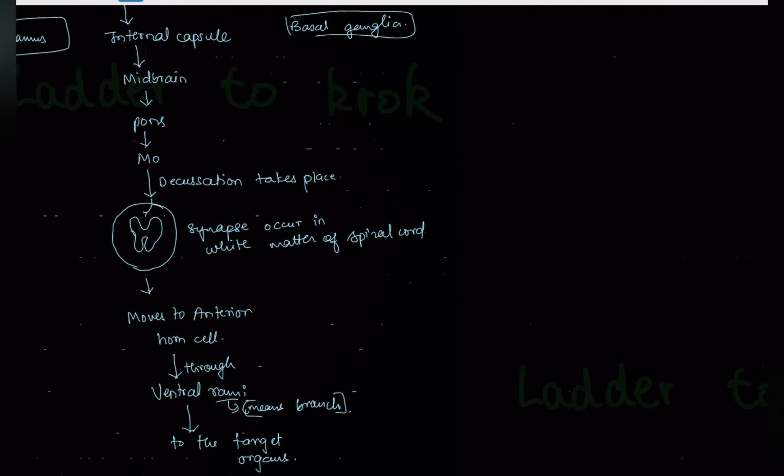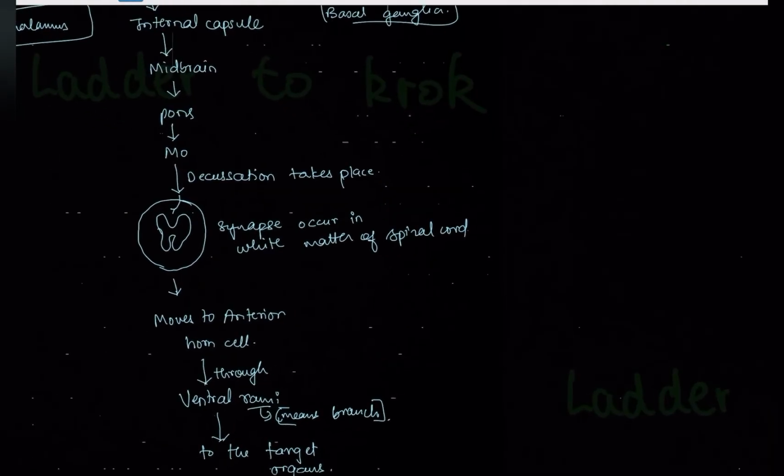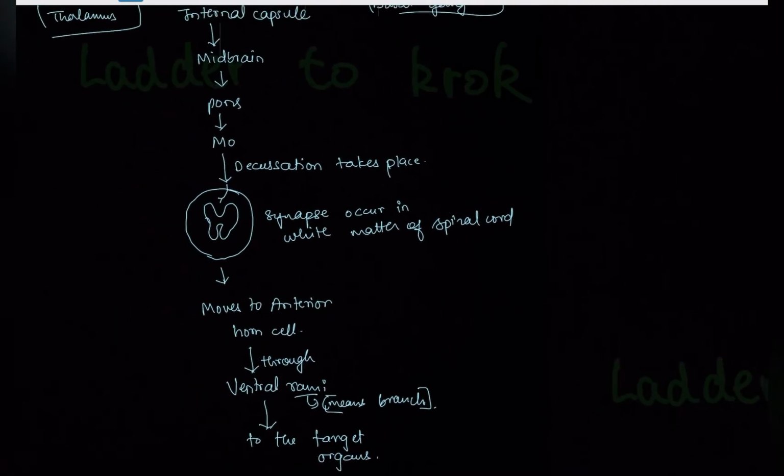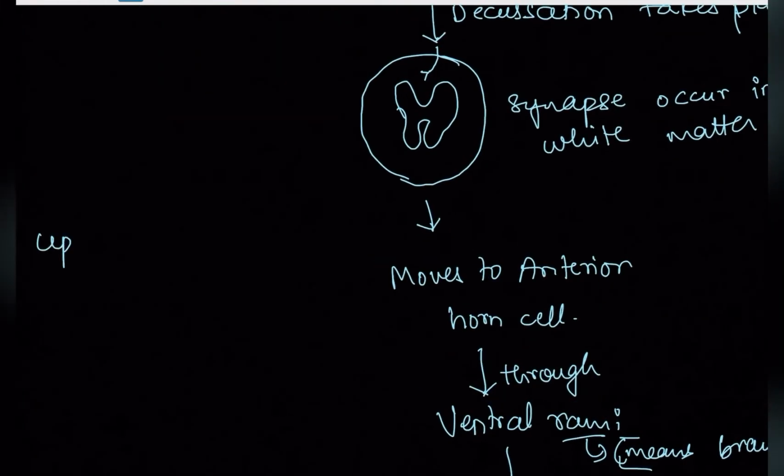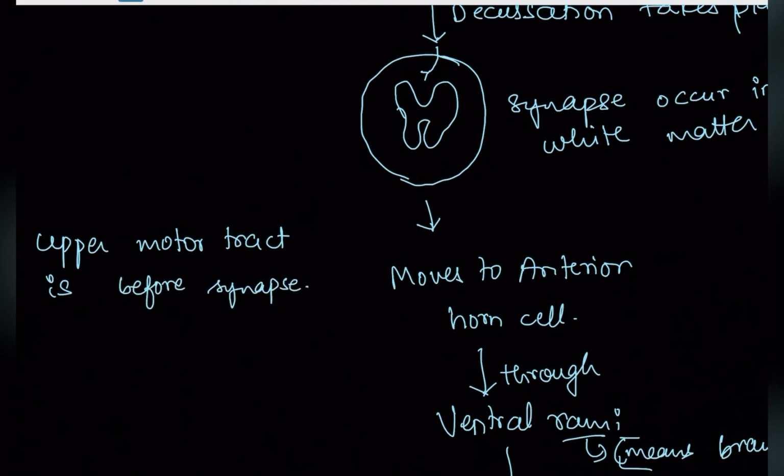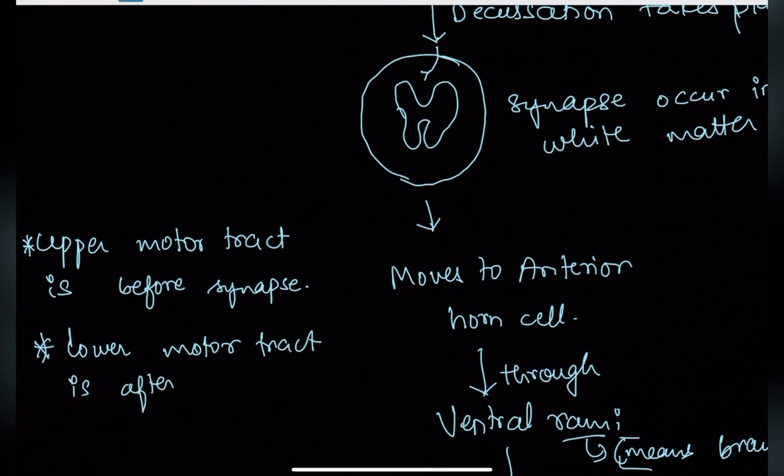So we have something called upper motor neuron lesion and lower motor neuron lesion. It is called an upper motor tract lesion if it's before the synapse, and if it's after the synapse, we will call it a lower motor lesion. So write it down over here. Upper motor tract is before the synapse. Lower motor tract, this is important, so please remember it, is after the synapse. Okay.